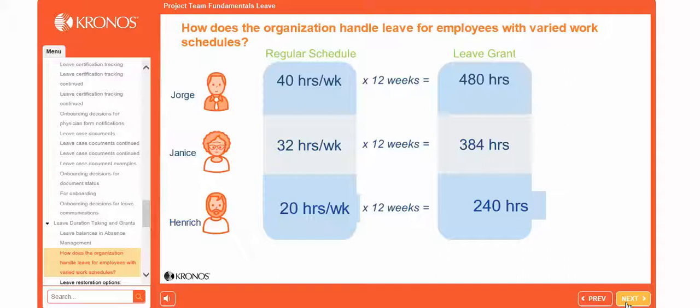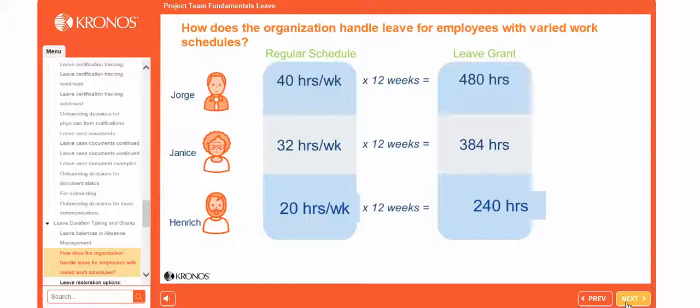For some types of leave, the organization might have a formula for calculating the amount of leave time granted to each employee. The Kronos system can perform calculations to help ensure that employees with varying schedules are allotted the right number of leave hours based on their work schedule.